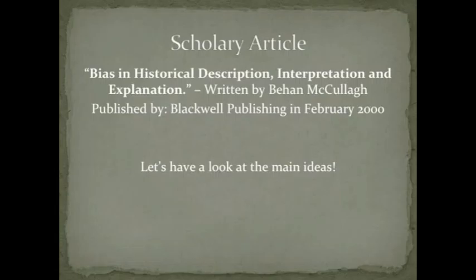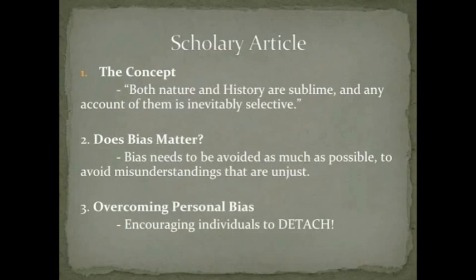The scholarly article that we will be summarising is Bias in Historical Description, Interpretation and Explanation, written by Bayhan McCullough, published by Blackwell Publishing in February 2000. Let's have a look at the main ideas. The first main concept that the article is discussing is the concept of bias in historical interpretation, description and explanation. It is basically outlining why there is bias in history and why historians are often biased in their writing.